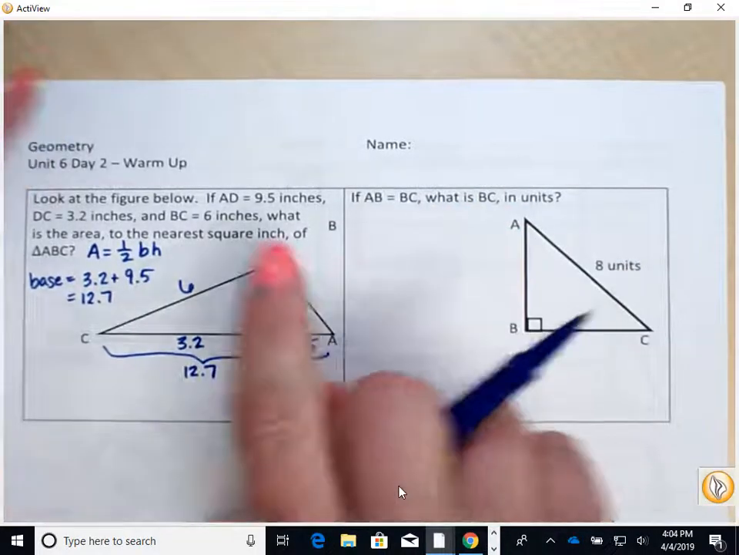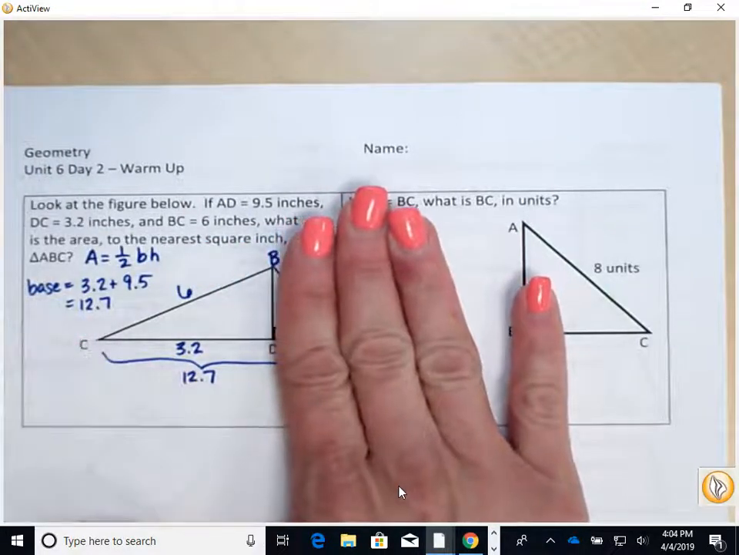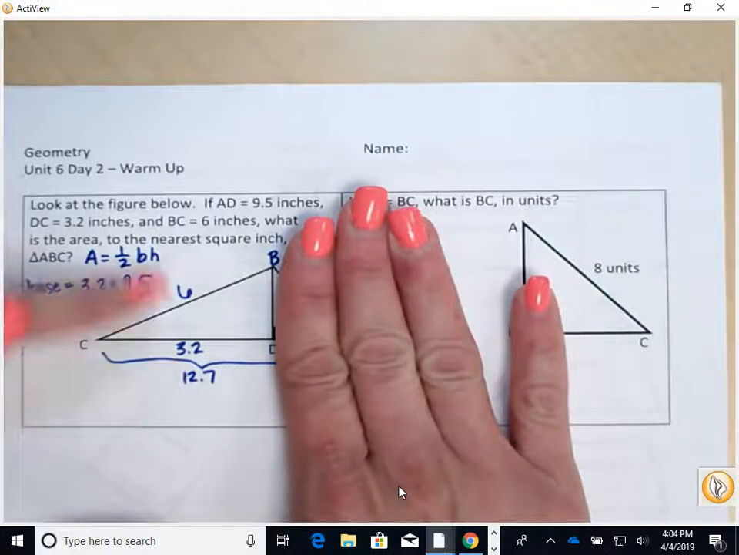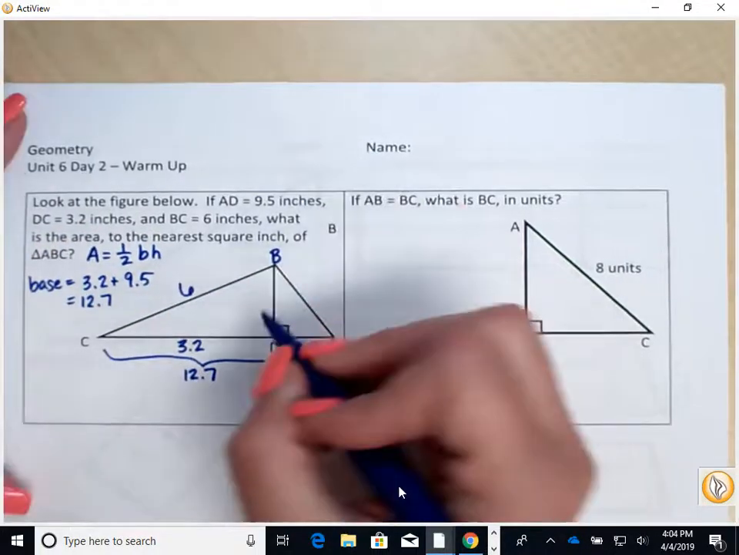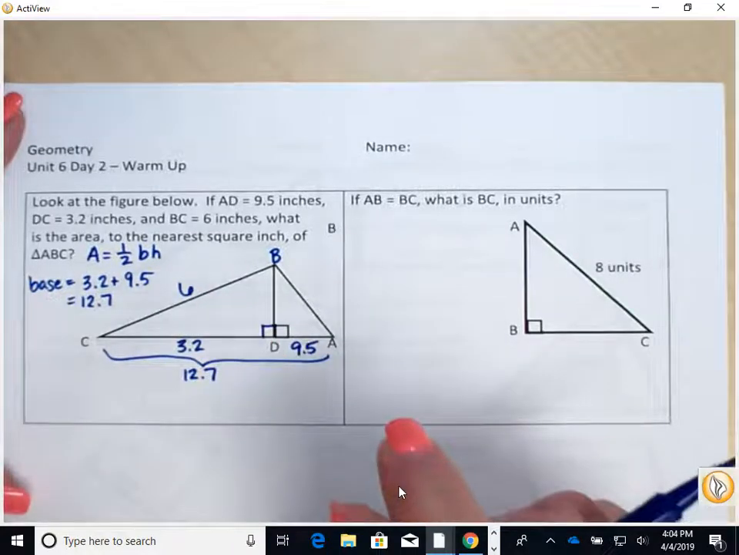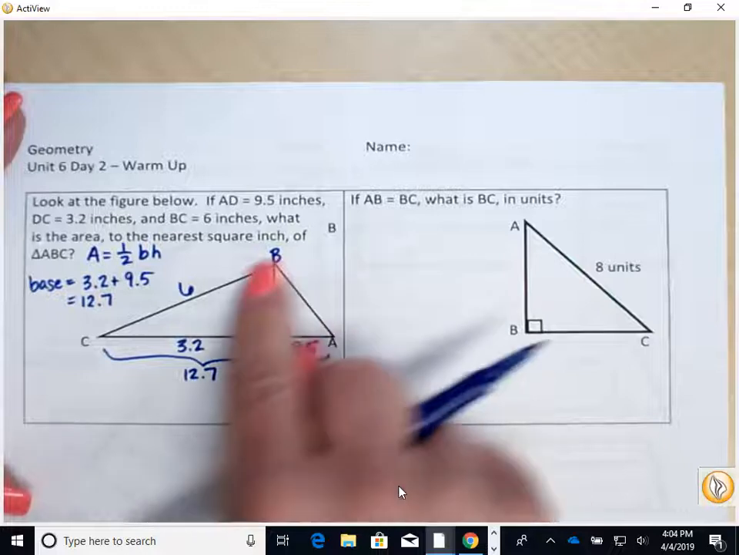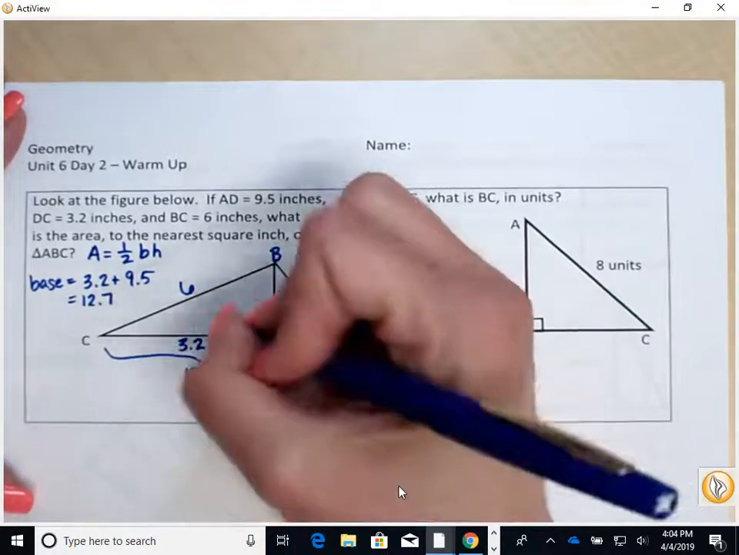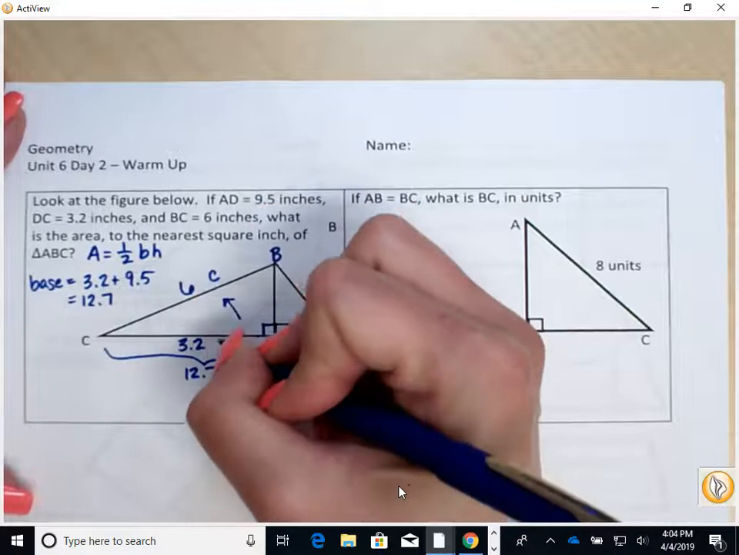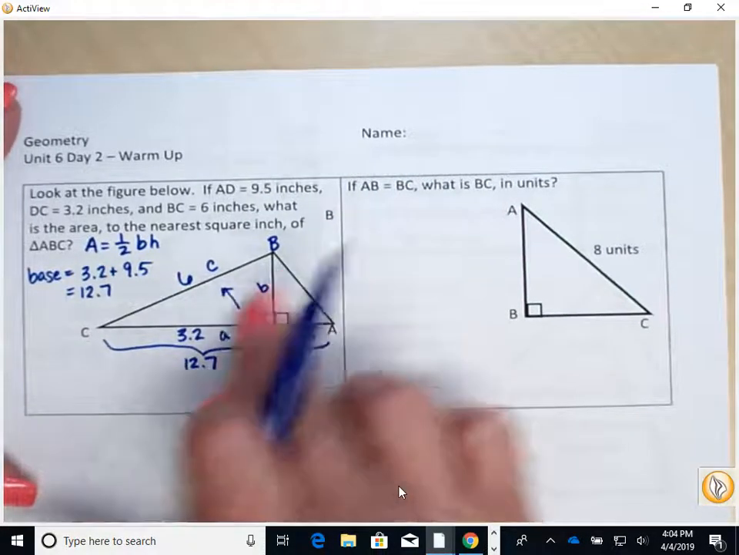So I can use this triangle, triangle BCD. Let me scooch my finger over. Triangle BCD, I know 2 of the sides of this right triangle. So I can find the third side using the Pythagorean theorem. Once I know that third side, that's going to be my height for my big triangle ABC. So this is my C side. I can call this A and this B if I wanted. I could have switched those as well.